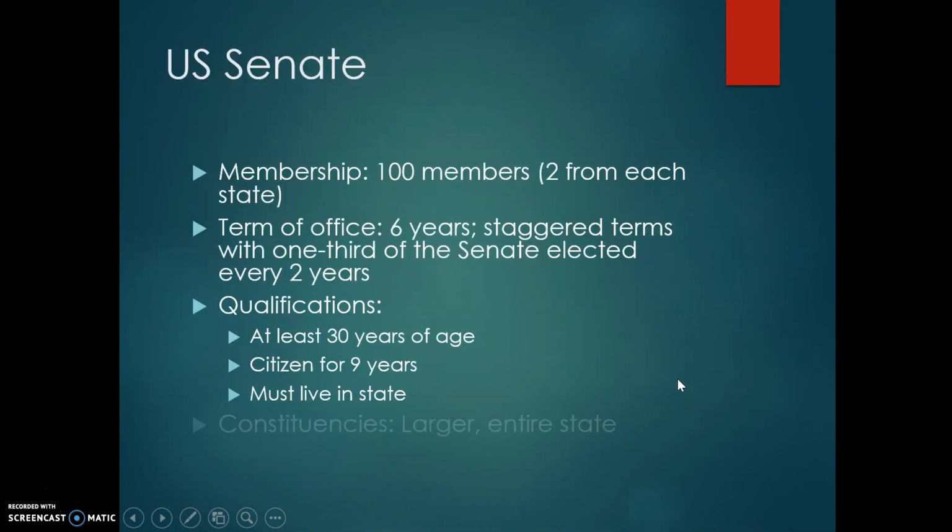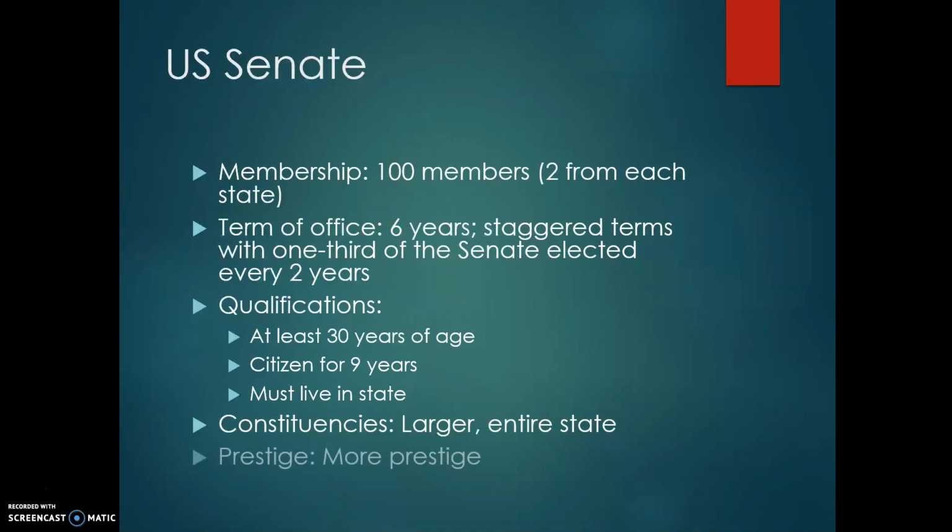Then we have the Senate. The Senate is made up of 100 members, 2 from each state. This coincides with the New Jersey plan. Every state gets 2 senators, no matter the size or the population. It's a 6-year term. They're staggered. So every 2 years, a third of the Senate is up for re-election. Qualifications: you must be 30 years of age, citizen for 9 years, and you must live in the state in which you are a senator for.